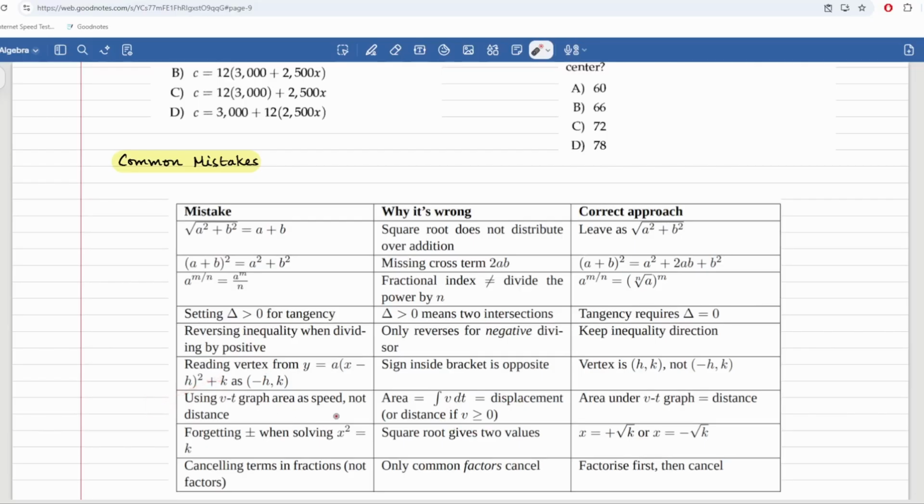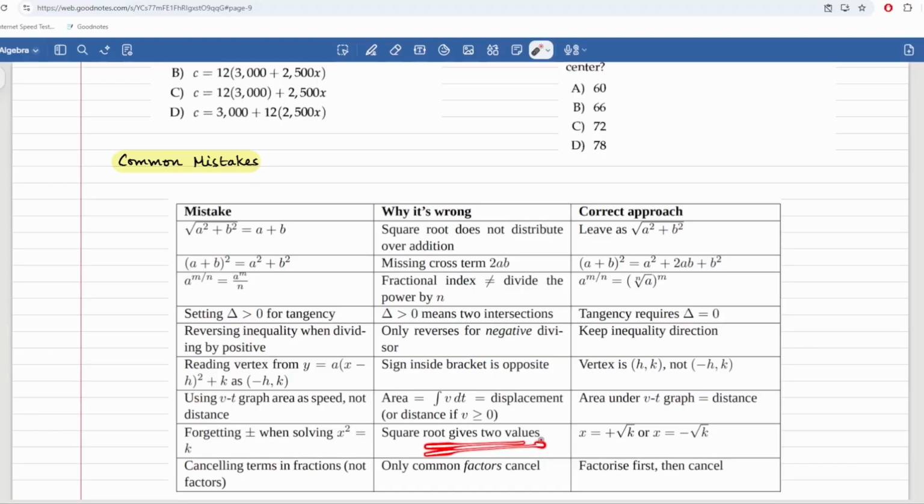Do not use the VT graph area as speed, not distance. All right, that is a very common mistake. Remember that if the entire area is in positive, that means the area will be the distance covered. If the graph spills over to the negative region, then the displacement would be the area above the x-axis minus the area below the x-axis, and for distance just add the total areas. Remember, when you solve x square is equal to k, you cannot forget plus minus. Again, a very common mistake that students make.